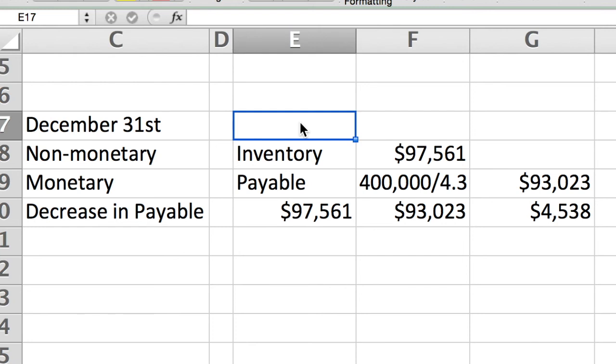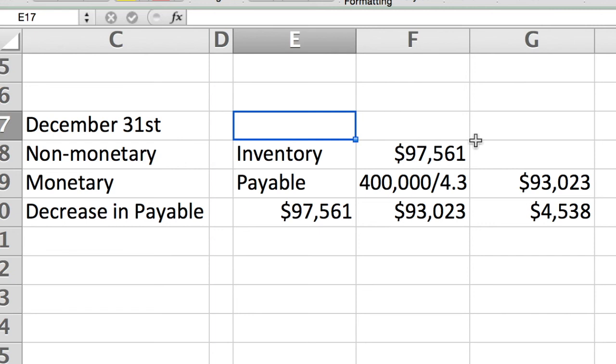So the next step of the problem is looking at the year-end December 31st and how that relates to our monetary and non-monetary assets and liabilities. So for our non-monetary assets, we have inventory. Remember, non-monetary is things that are not readily convertible to cash. So we have our 97,561. That's just going to stay the same. It's not going to change at all.